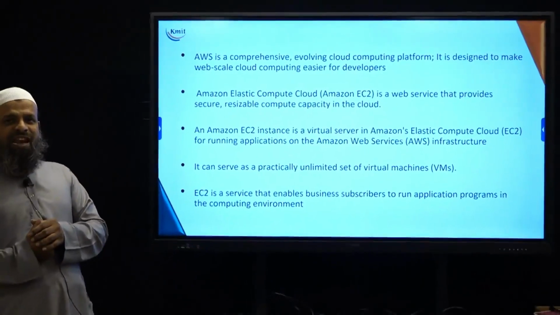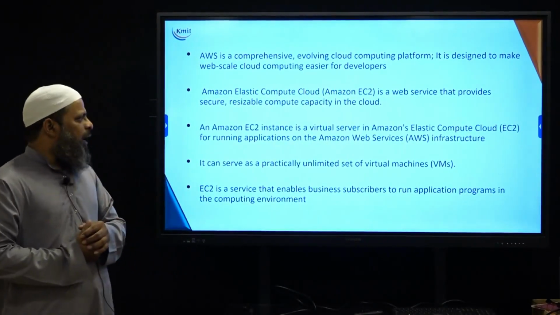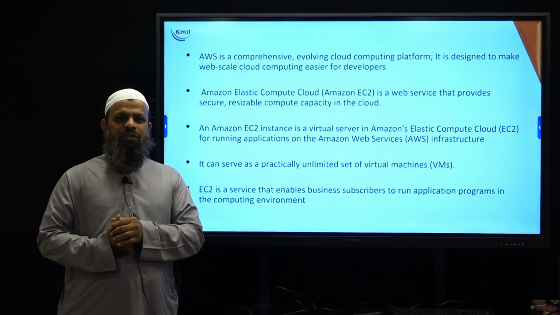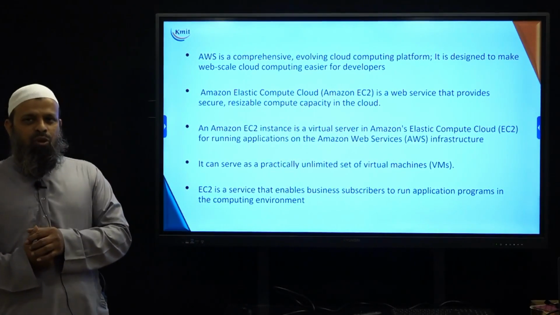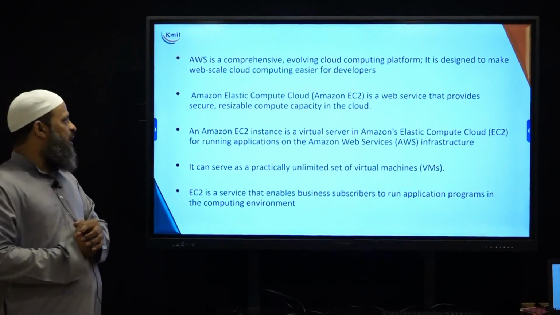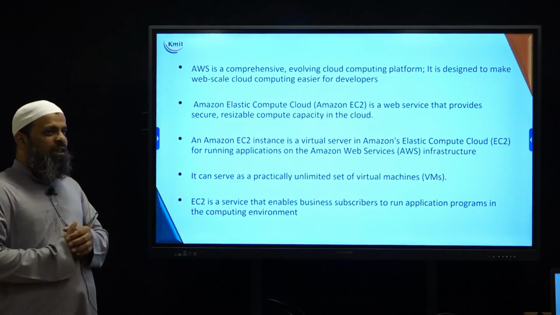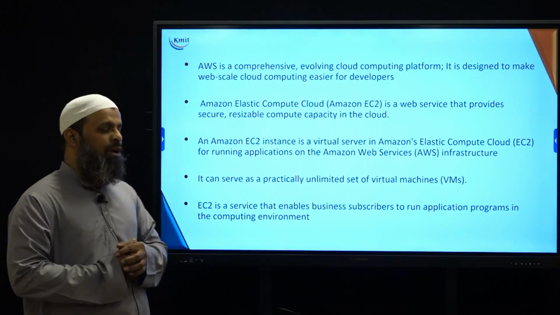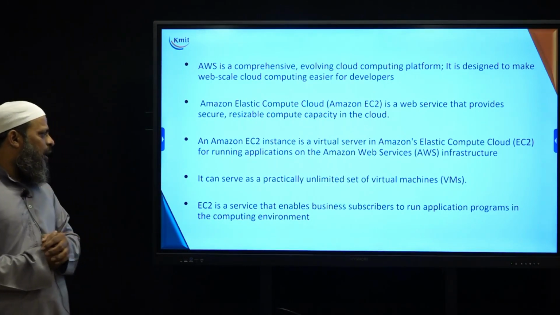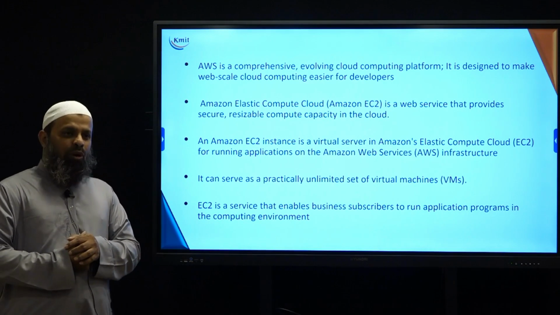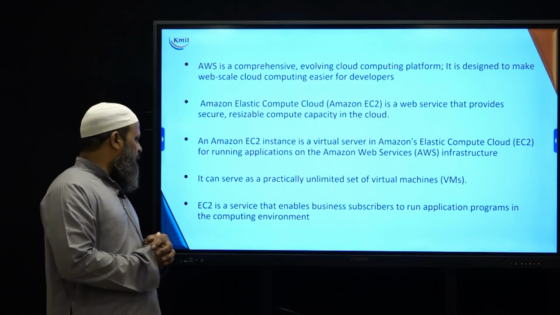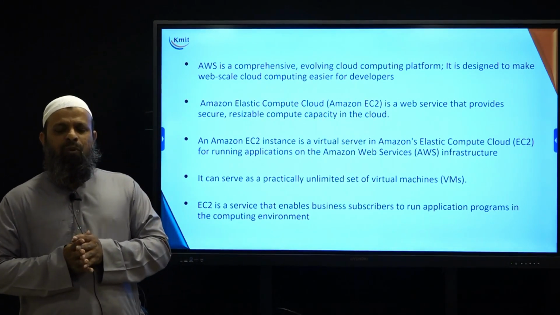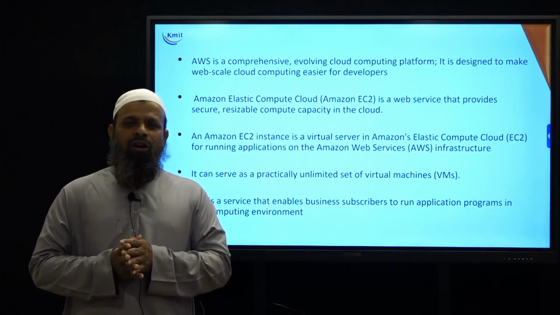An Amazon EC2 instance is a virtual server in Amazon's Elastic Compute Cloud for running applications on Amazon Web Services. Servers are provided by Amazon for running the applications of organizations. EC2 is nothing but a virtual server. You can have any number of virtual servers as per your requirement, so servers are unlimitedly available. It helps business organizations run their application programs in the computing environment. EC2 is a server provided by Amazon to run the applications of the organization.